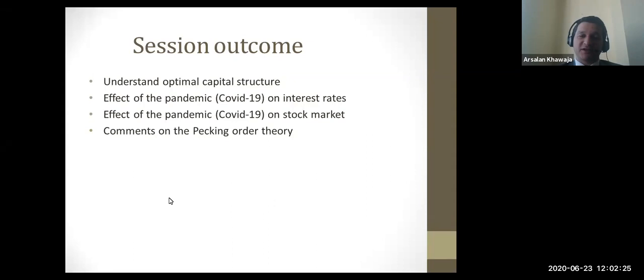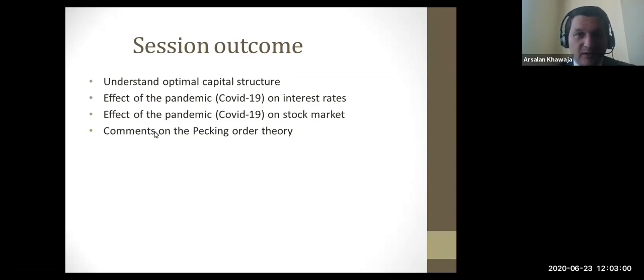And today our session is on the pecking order theory and its relevance during the pandemic. Before we start off with this topic, we first need to understand the concept of optimal capital structure. This session has been designed for people who don't know anything about what the pecking order theory is, or what finance is. So this is a very basic session. We'll be going through the very basic details of our topic today so that everyone can understand.